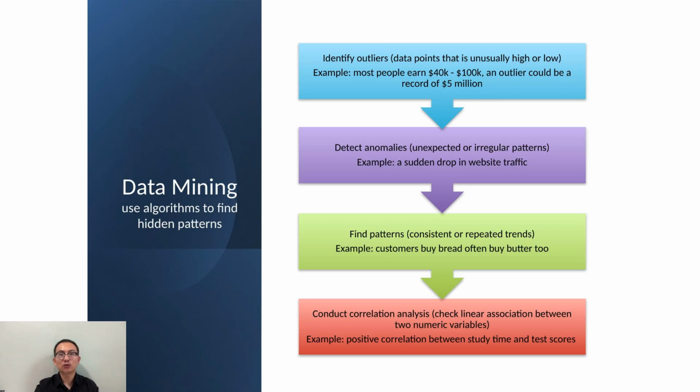Correlation tells us how two numeric variables move together. A positive correlation means as one variable goes up, so does the other. Example: more study time usually leads to higher test scores. A negative correlation means as one goes up, the other goes down. Example: as price increases, quantity sold usually decreases. But one important note, correlation doesn't mean causation. Just because two things move together doesn't mean one causes the other. Still, correlations are very useful for exploring relationships and building predictive models.